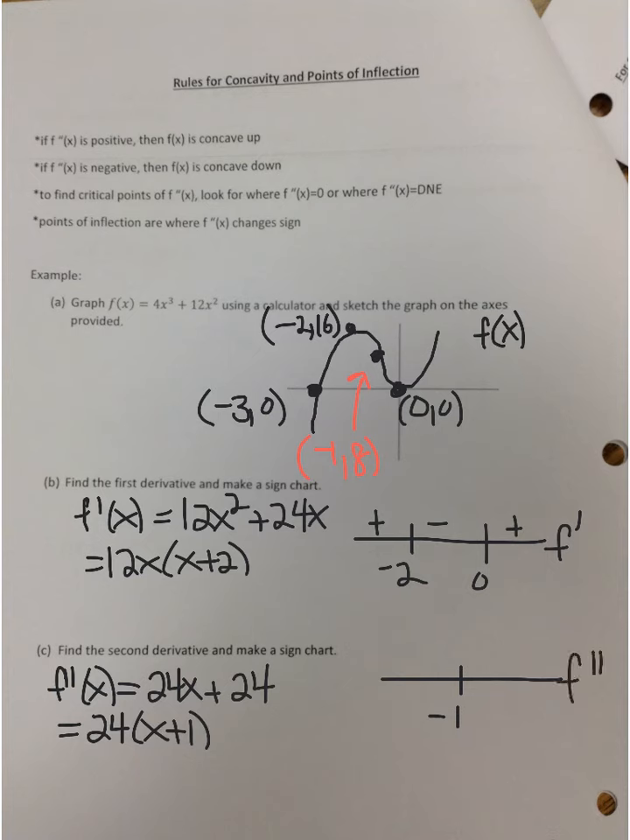Because now what's going to happen, guys, is you're going to have two sign charts, one for f prime and one for f double prime. That's why it's really important that you label both of these. Okay, if you don't, you lose points, so make sure that you do that.